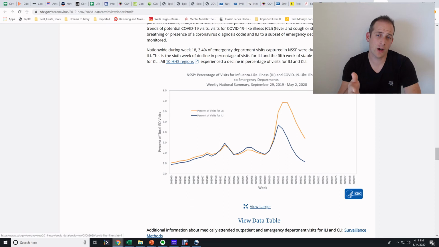So how do we know hospitalizations peaked? Well, the CDC tracks emergency department visits, both inpatient and outpatient. You can see right here, both COVID-like illnesses as well as flu-like illnesses peaked a long time ago, guys. This is like 5-6 weeks ago, and they've come down steadily ever since.